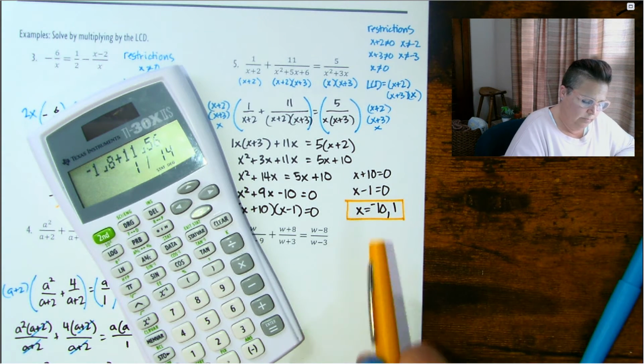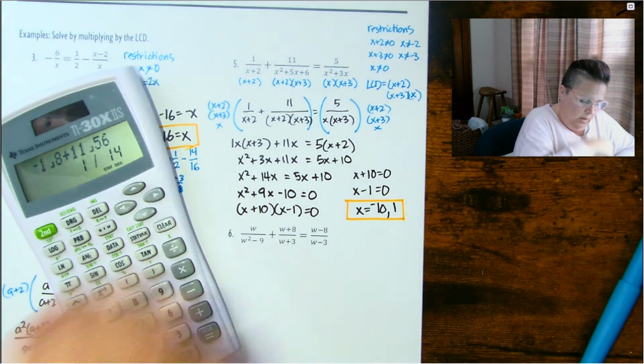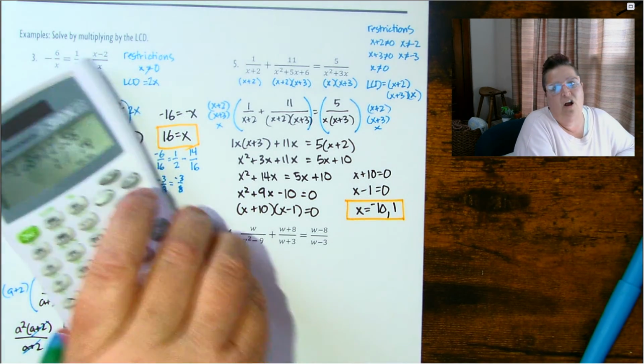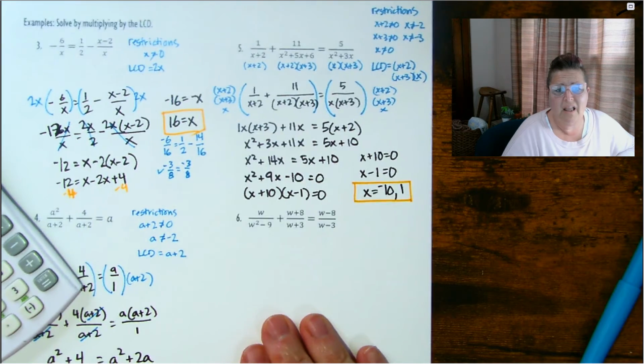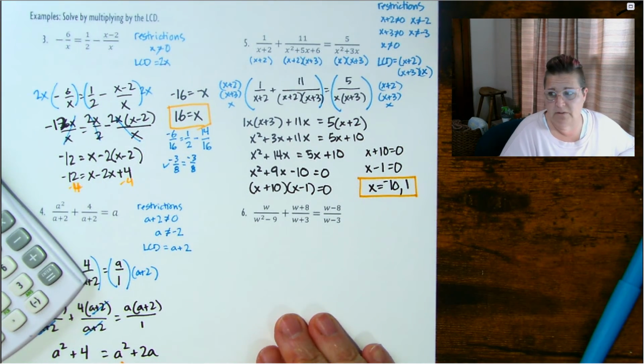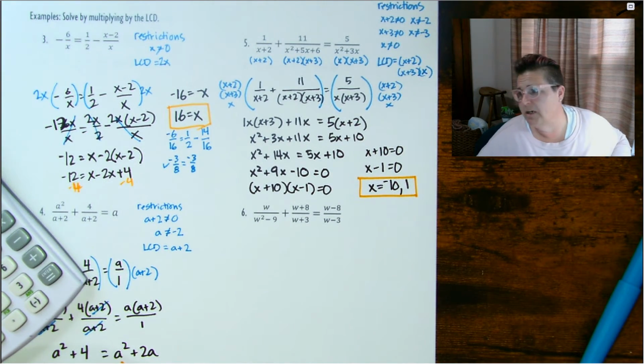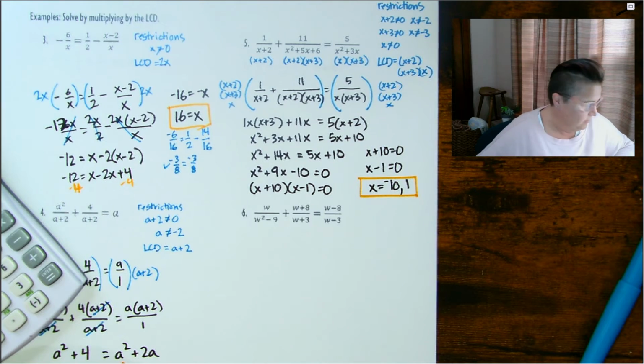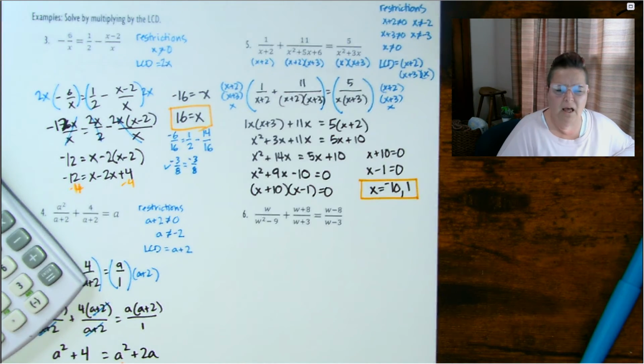I need a mental check. Both negative 10 and 1 work. The checking is almost as long as the actual solving in some of these, so just be aware of that. I'm trying to see where I'm at in terms of time here. But it's okay. Number 6.